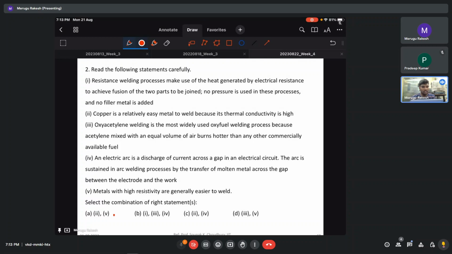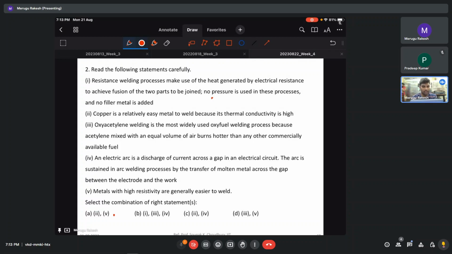So this is the correct statement we need to figure out. The first option: resistance welding process makes use of heat generated by electrical resistance to achieve fusion of two parts to be joined. No pressure is used in this process and no filler material is used. In some resistance welding processes, we do use pressure as well. So we'll move to the next.